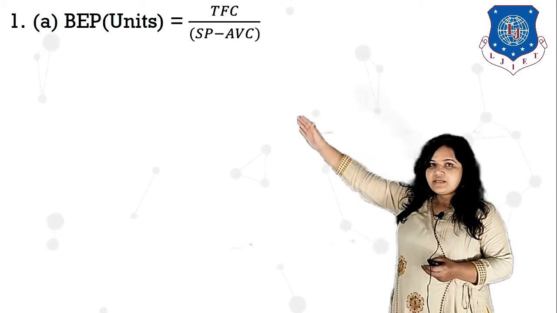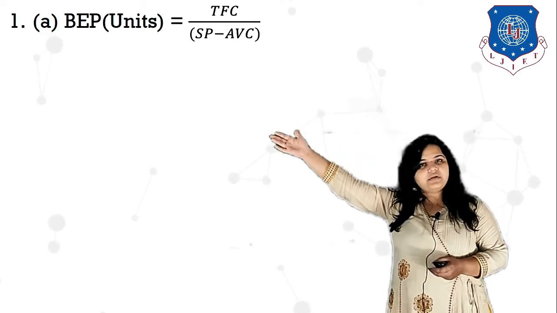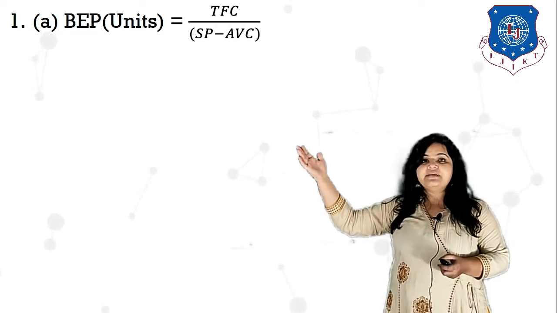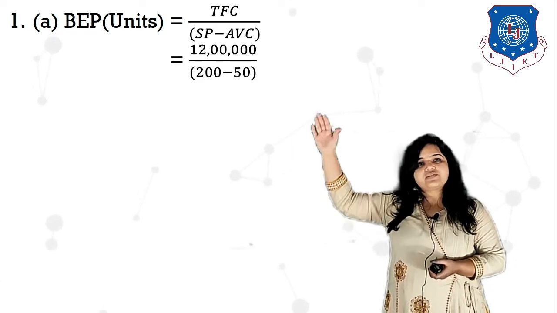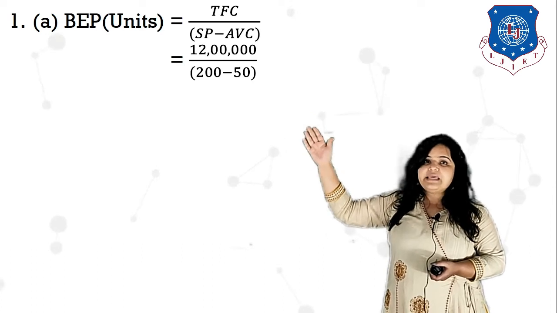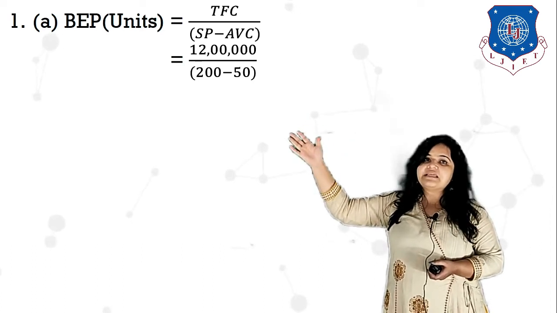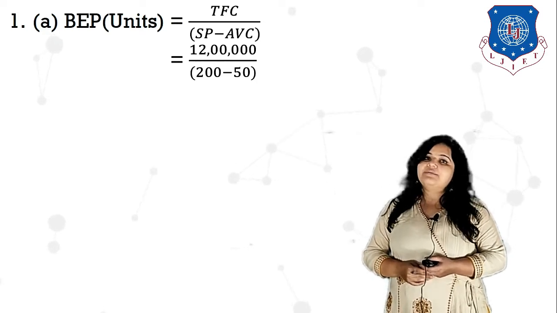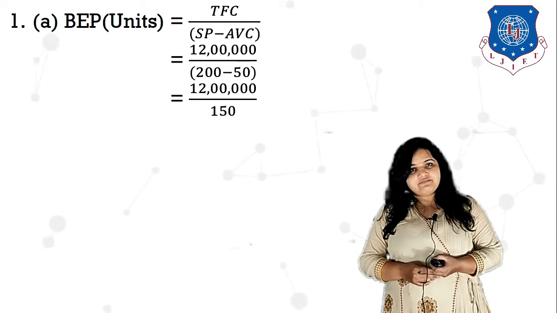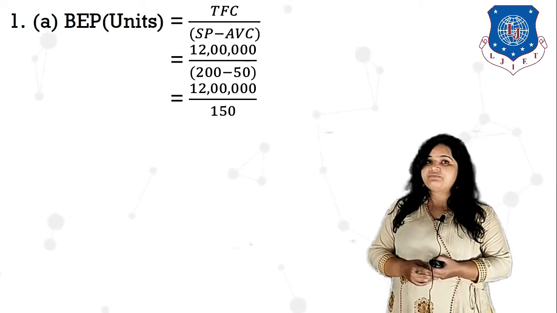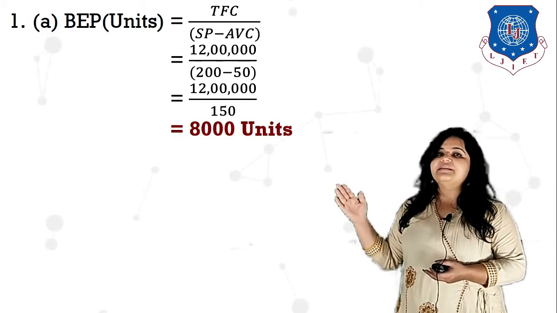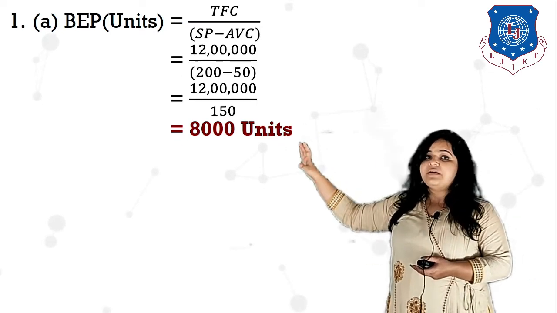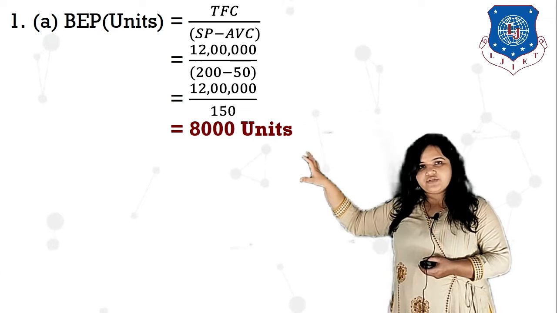Break-even point in units is given, according to the formula, by TFC upon SP minus AVC. In the previous slide, we understood that TFC was rupees 12 lakhs, SP is 200 and AVC is rupees 50. So our BEP in units is 12 lakhs upon 200 minus 50, which is equal to 12 lakh upon 150, which is equal to 8,000 units. This is your answer for BEP in terms of units, which is 8,000 units.